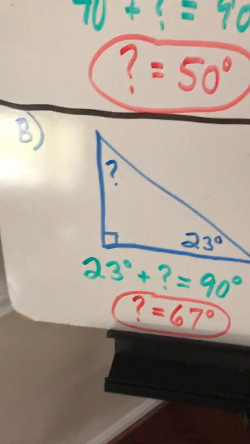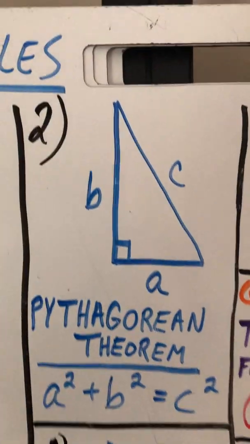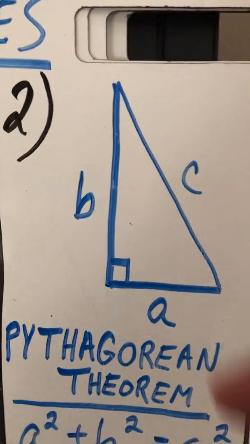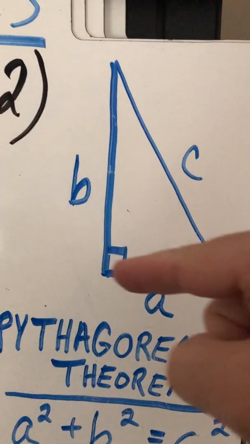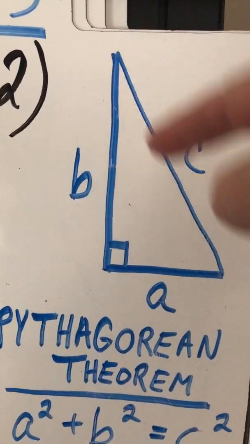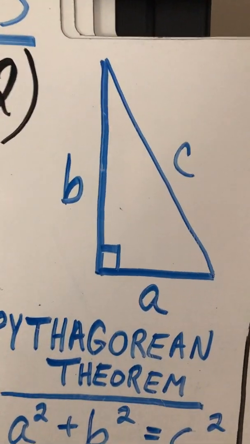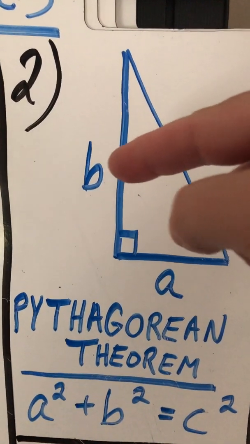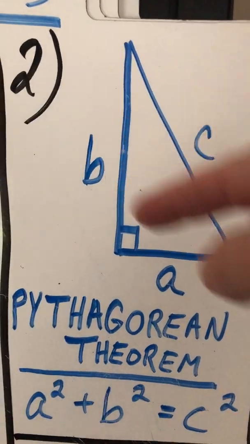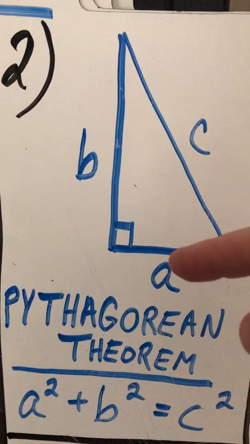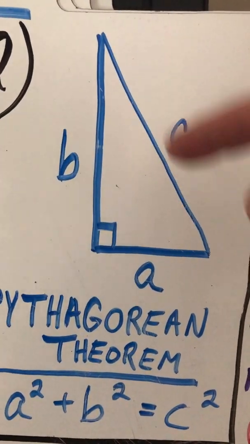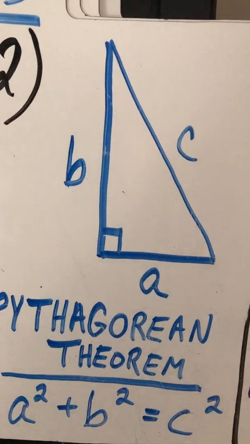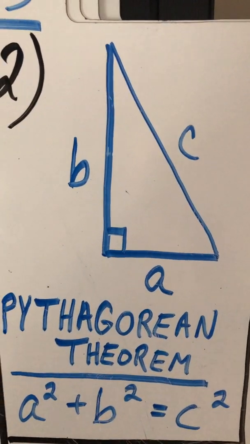Not so painful there. Okay, in a right triangle, these two are called the legs, and this is called the hypotenuse. This is A and this is B, or this could be A and this could be B. It doesn't matter which is A and which is B in terms of the legs, but the hypotenuse is always C, always, always C.